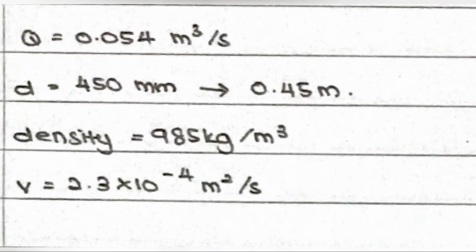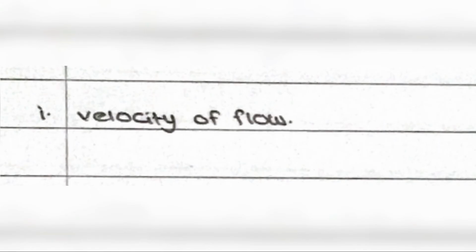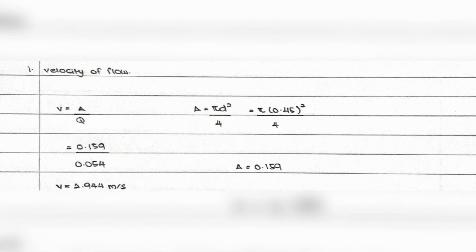Calculate. Berdasarkan soalan, flow rate diberikan ialah 0.054 meter cube per s. Diameter ialah 450 mm dan ditukar kepada 0.45 m. Density ialah 985 kg meter per cube. Kinematic viscosity ialah 2.3 kali 10 negatif 4 meter square per s. Soalan pertama ialah velocity of flow. Kita akan mencari velocity iaitu A. Area, Q ialah flow rate.